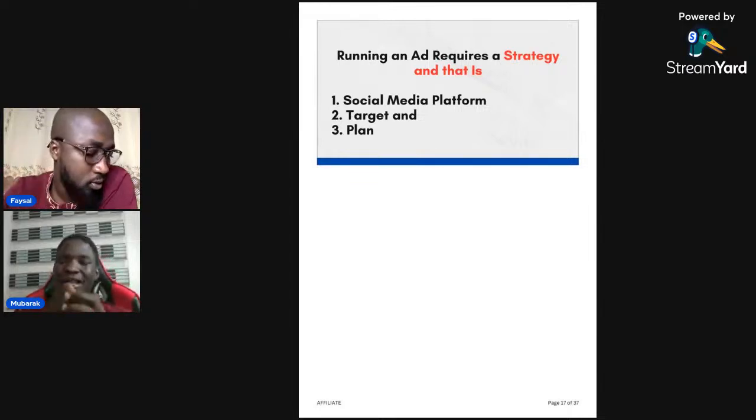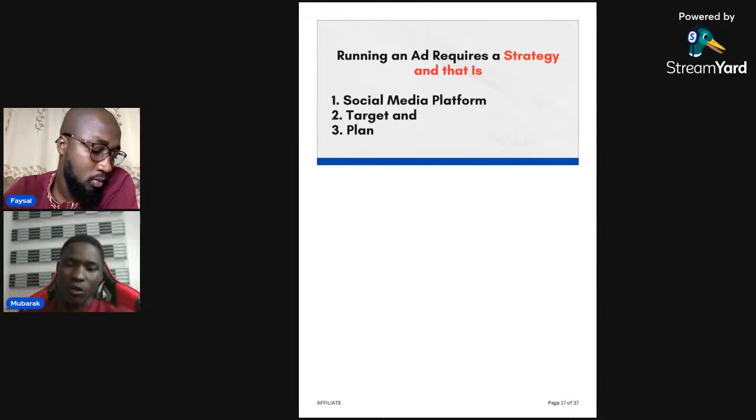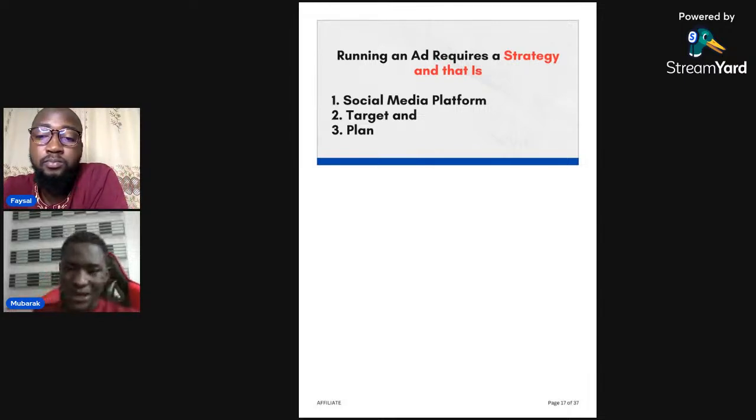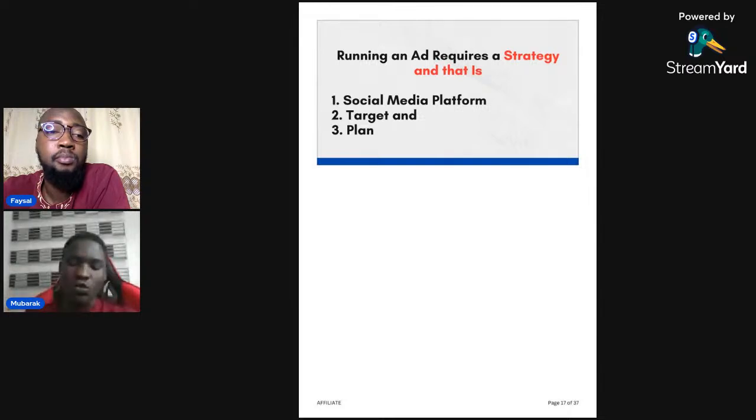So that's it. And the second thing is a target. What do you want to achieve? You can't achieve anything in life if you don't have a clear goal. You have to have clear goals, and you have to have a plan on how you can achieve those same clear goals. Do you understand? So it is as simple as that. The strategy should be you knowing the social media platform that you want to run your ads on, you having a target, and then you having a plan of how you can set up that same ad. Do you understand? So that's it.